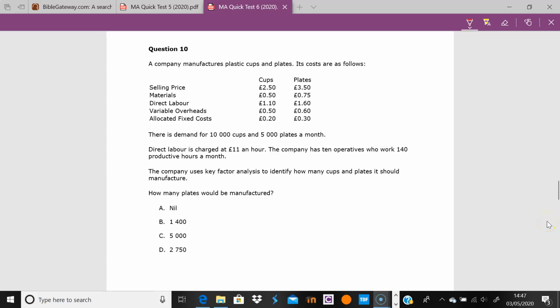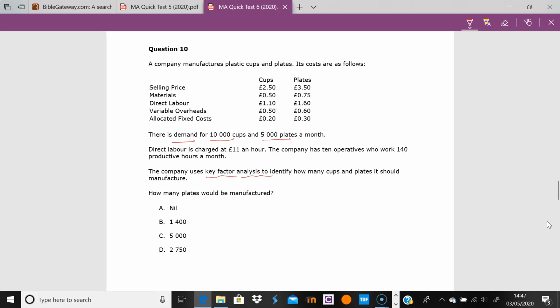Okay, great stuff. So, let us see what's happening here. This is really about what's referred to as key factor analysis. Here again, this is relevant costing. We have a shortage of a resource. How do I know what the shortage is? I just can't meet the demand for all of it. For example, it tells me there's a demand for 10,000 cups and 5,000 plates.